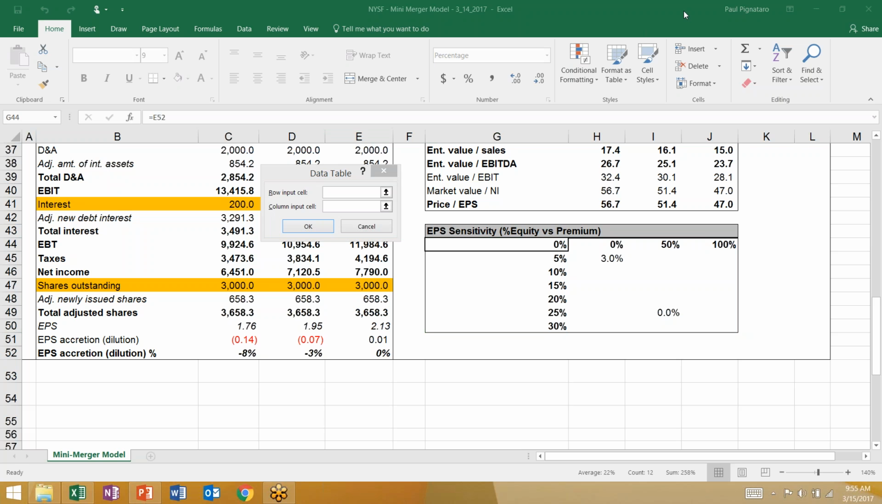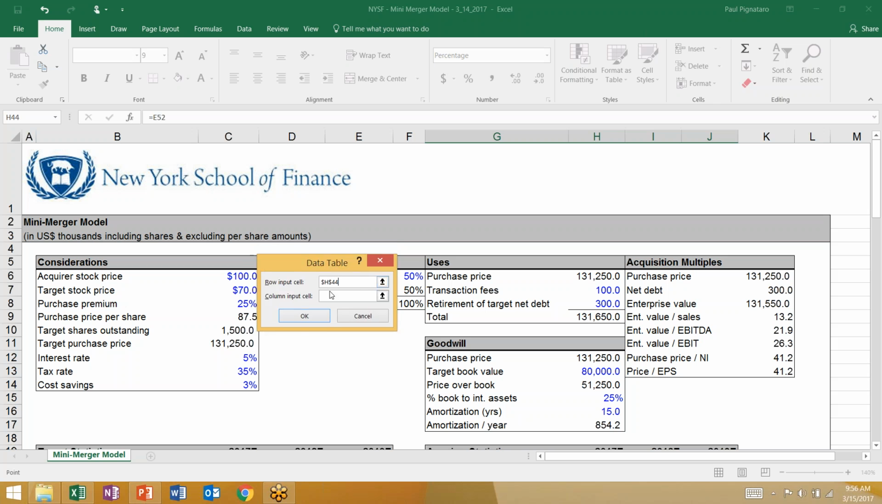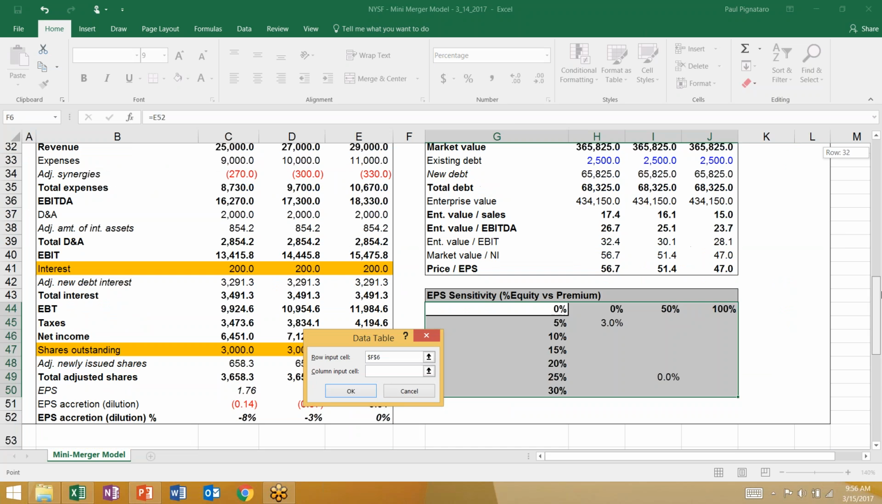And it's asking for two inputs. One, the row input cell, meaning it sees 0, 50, 100%. It sees the inputs along the row. Where does it have to go in the model to adjust that variable? Now, we just did it manually, and if we wanted to run the 0% case, we had to go up into the percent equity to adjust it. That's what it wants to know. Because when it runs this, it's going to run a macro that hardcode pastes 0% here, 50% here, and 100% here, and hardcodes the answer.